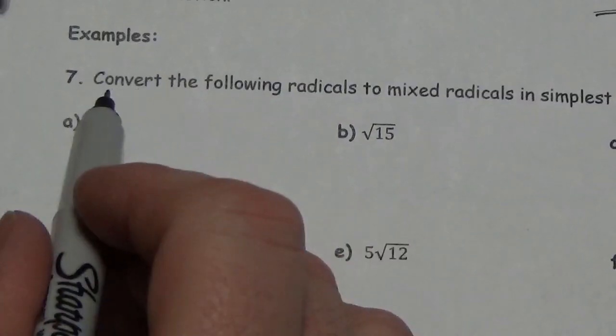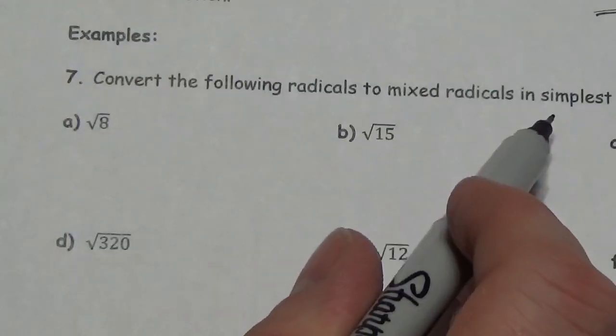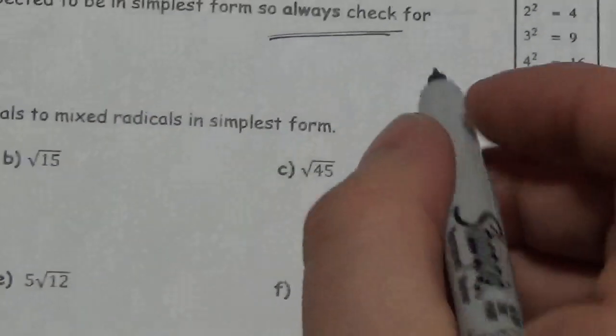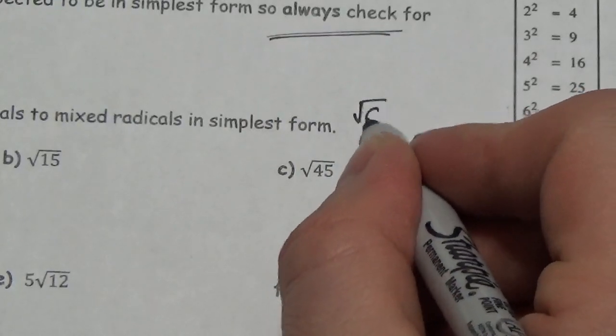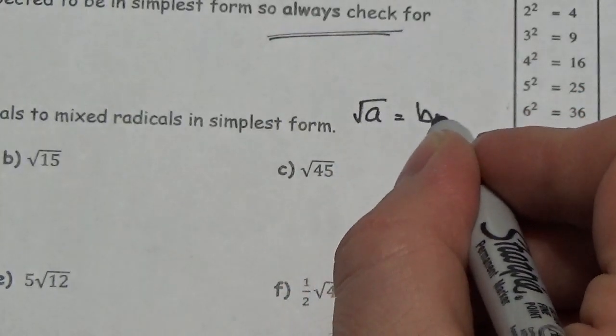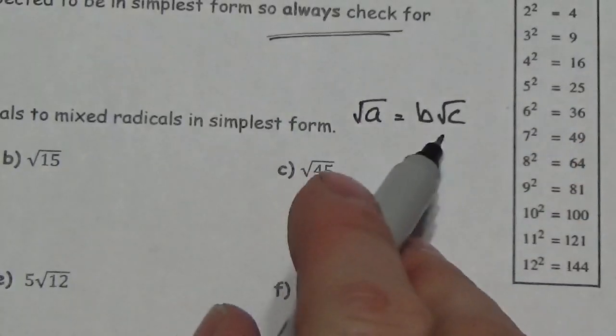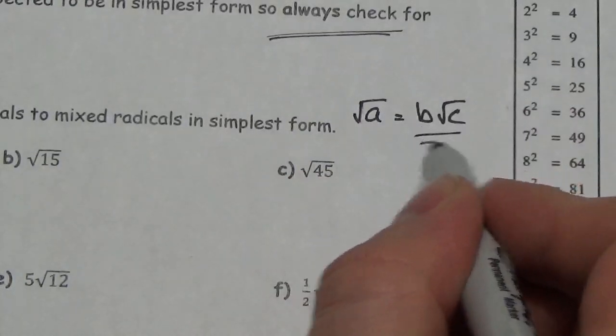All right. Convert the following radicals to mixed radicals in simplest form. So what that means is, bear in mind, it's going to look something like this. I'm going to take the square root of some number a, and I'm going to try to break this down into like b multiplied by the root of c. That's what I want to do. This is my goal, into a mixed radical form.